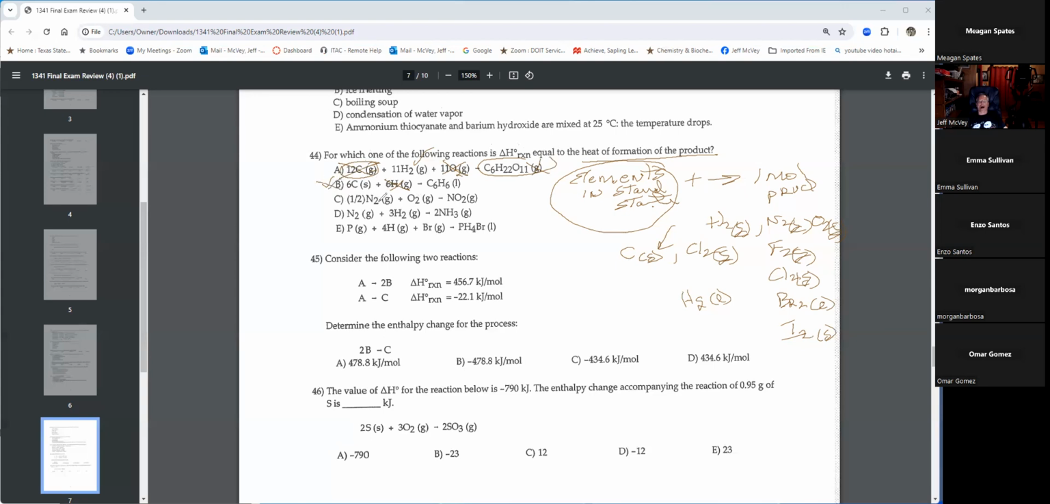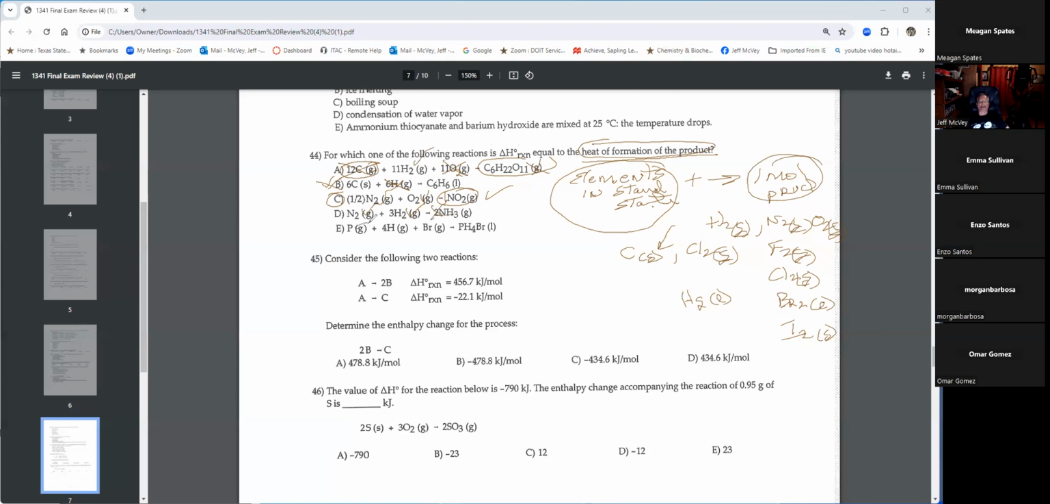How about this? I've got nitrogen gas. That's okay. Oxygen gas. That's okay. And I have 1 mole of nitrogen dioxide. This entire reaction is a heat of formation reaction. So C will be your answer. Let's figure out what's wrong with the rest of them. N2 gas, that's okay. H2 gas, that's okay. 2 NH3s, no, it has to be 1 mole of a product. So that is not okay.